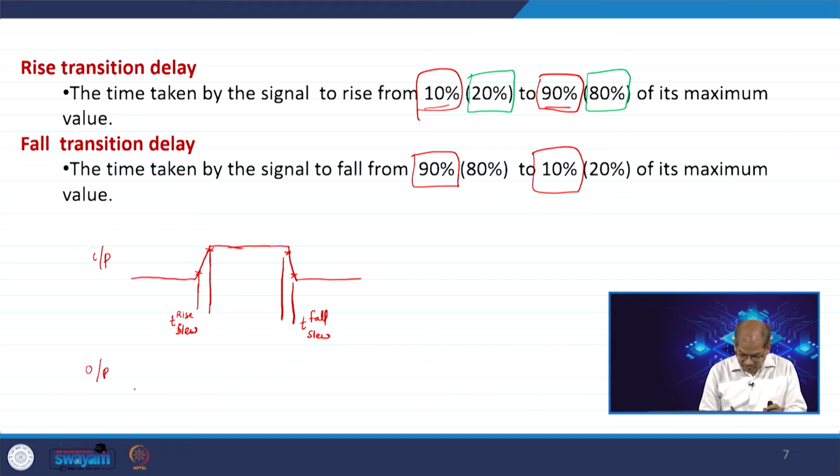So let us say I am going through a buffer. So I am drawing the waveform.